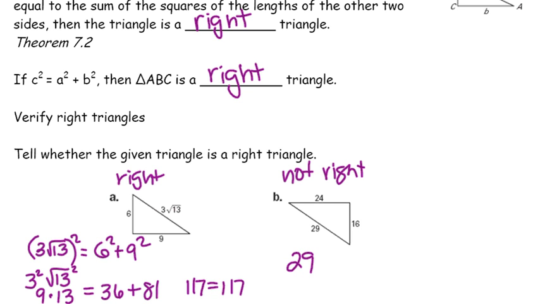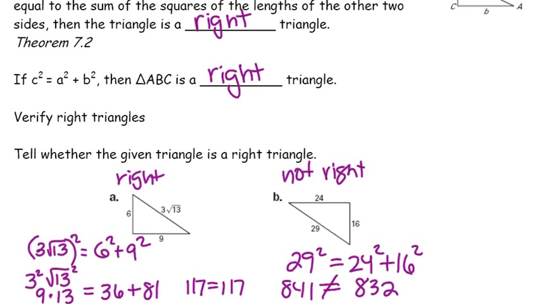In this other case, we take my longest side squared, and we want to know, does it equal the sum of the squares of my two shorter sides? Well, in this case, when we do the math, we get 841 and we get 832. And we know that 841 does not equal 832, therefore this is not right. And that's how you use the converse of the Pythagorean theorem.